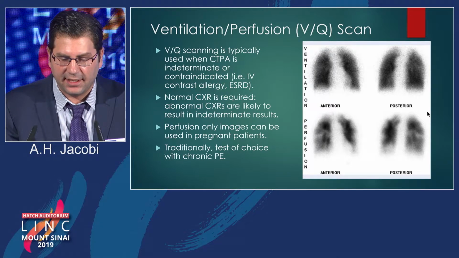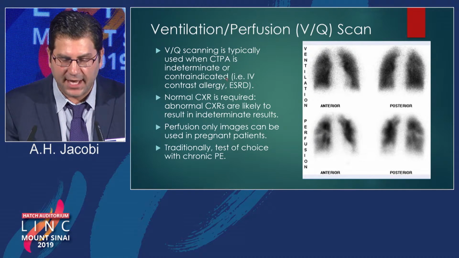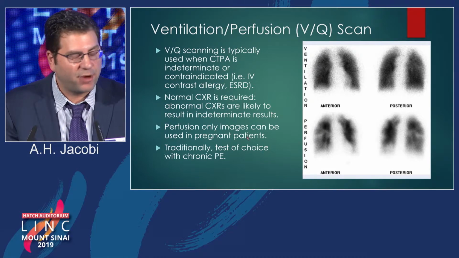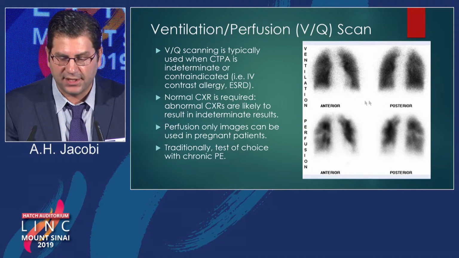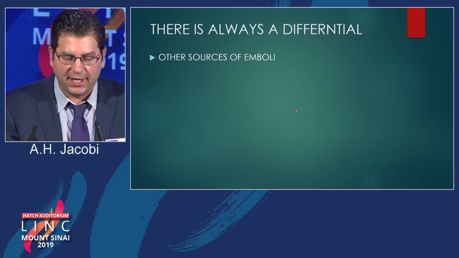VQ scans, here's a picture of one, are currently basically used for people who cannot get IV contrast. It can be used for pregnant patients to do only perfusion. If the perfusion is normal, then you can stop, and it is traditionally the test of choice for chronic pulmonary emboli. But there is always a differential.